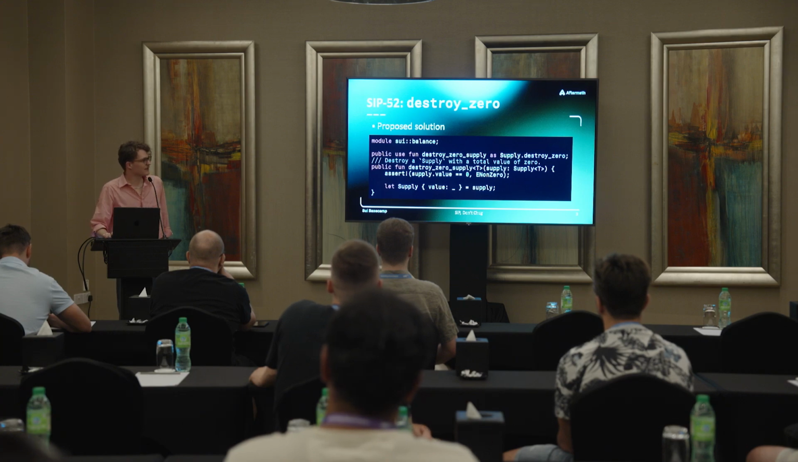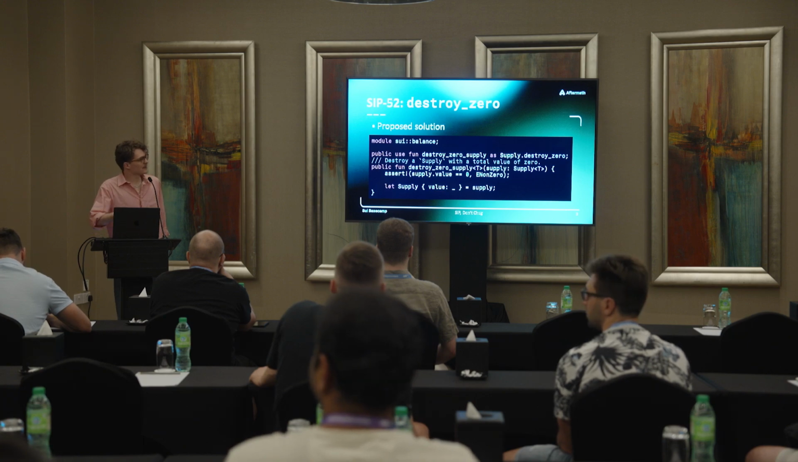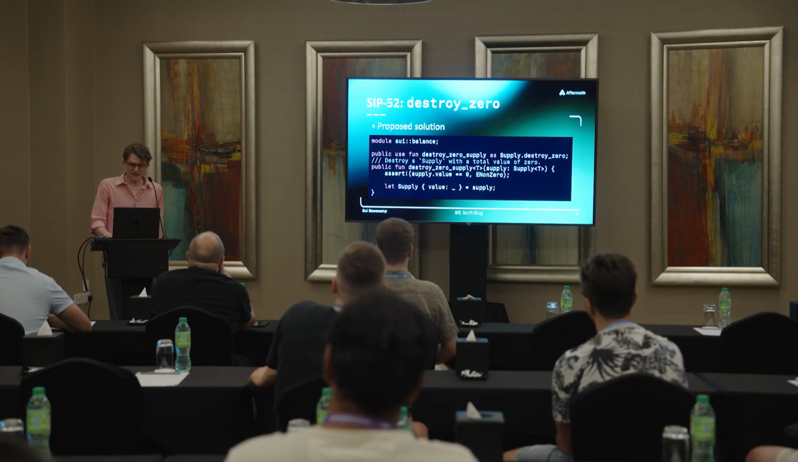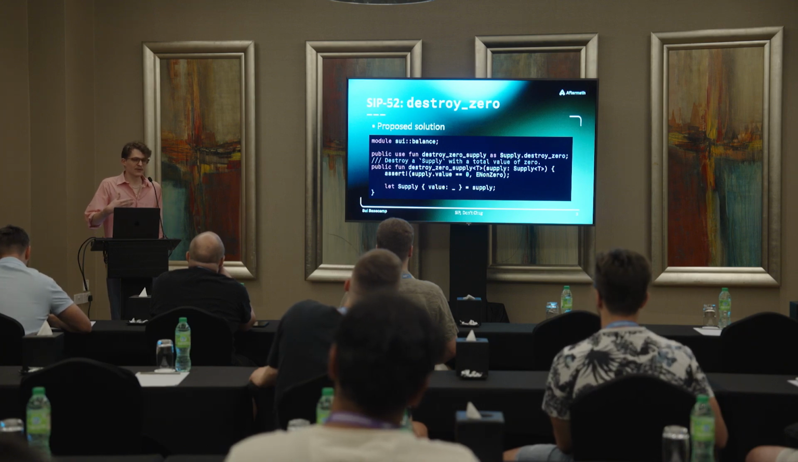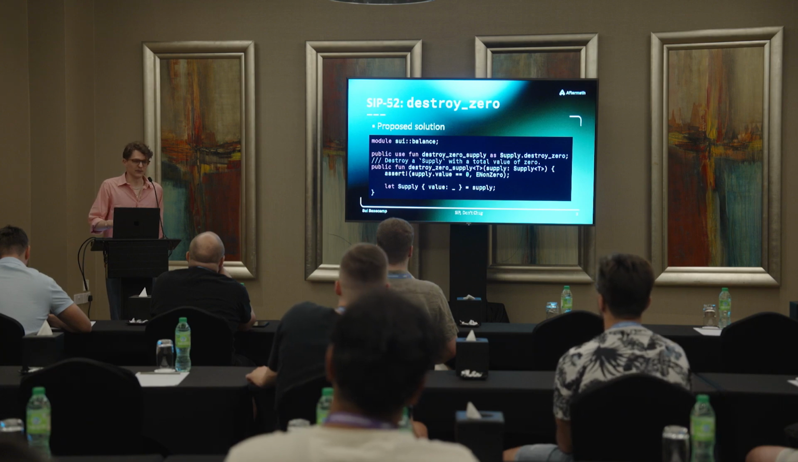And you can see it's doing the same thing you'd expect. Check that the value is 0. If it is, then unwrap it and you're good. If it's not, then you abort. And then the other thing that's also equally as important is the use function alias at the top. We're renaming the destroy zero supply to just destroy zero. So you're able to call supply.destroy_zero like you would want to, like you can with a balance or a coin.